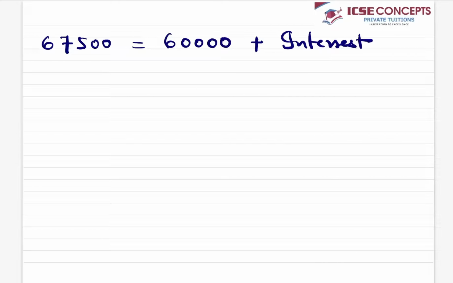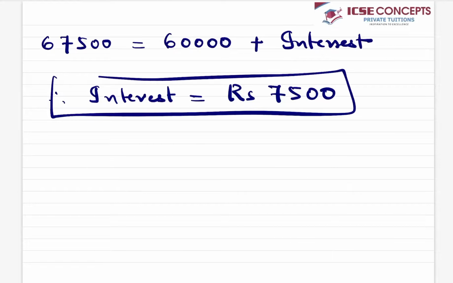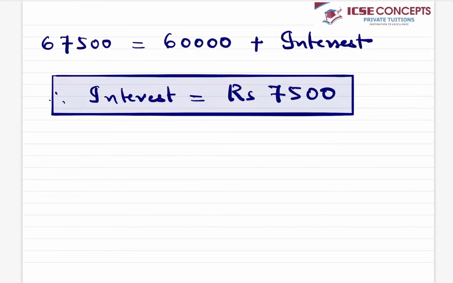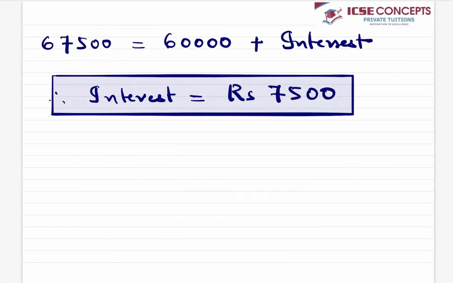So you can shift that 60,000 to that side, it gets subtracted. So 67,500 minus 60,000 becomes 7,500. So you can write that for the interest paid by the bank. Interest paid by the bank is equal to rupees 7,500, right? Clear? So you got the interest. Now you want the rate of interest per annum. So you want the value of R.